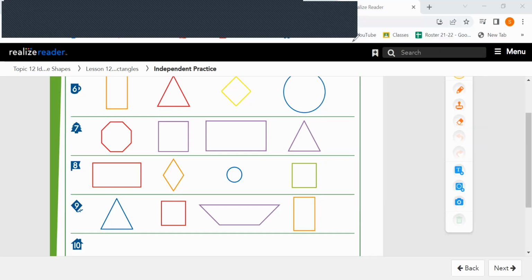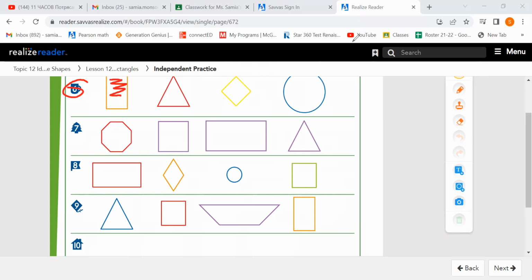We're on our independent practice, and that means that you do this independently. But let's do the first one together. So for problem 6 all the way to problem 9, you're going to color the rectangles in each row. Let's look at number 6 that we're doing together. There's a rectangle. Do you see another rectangle? And here is one. This is a special rectangle.